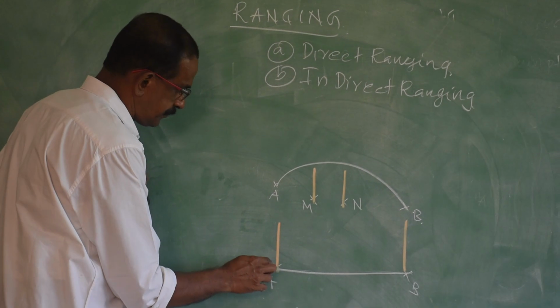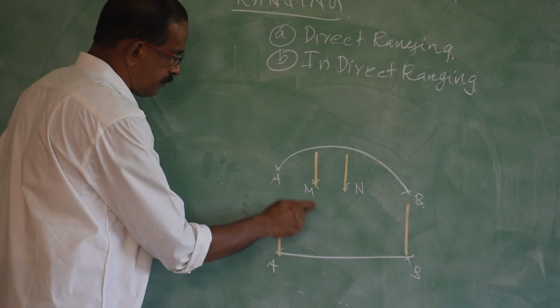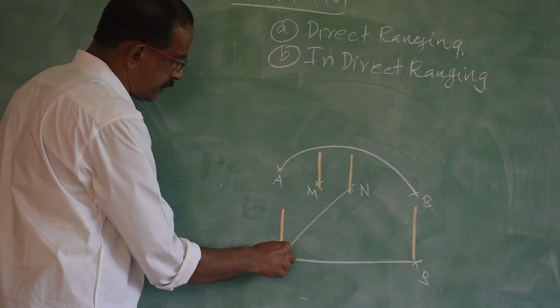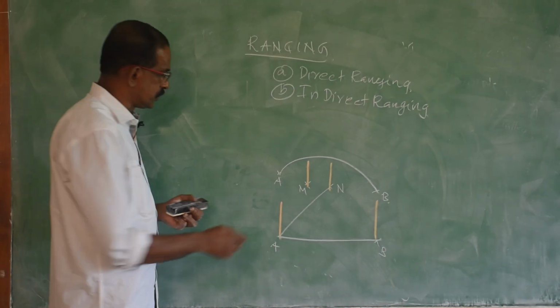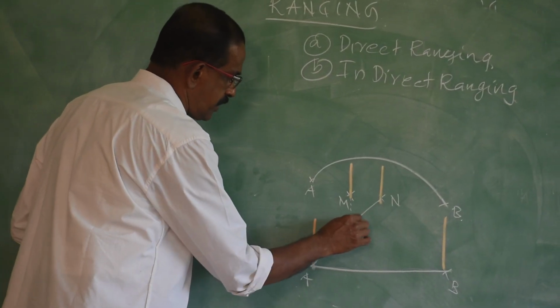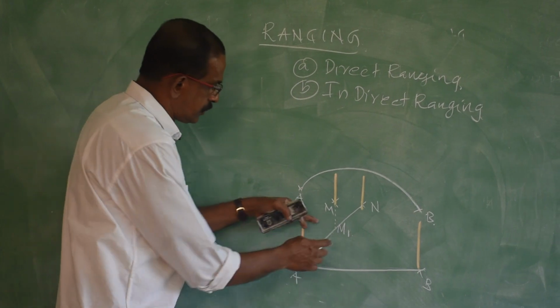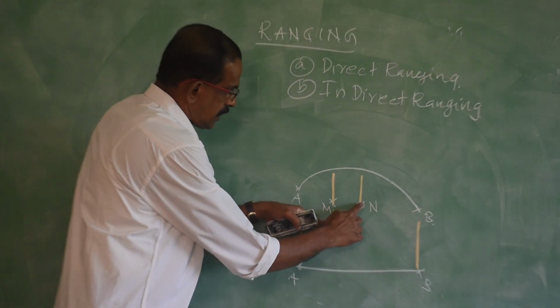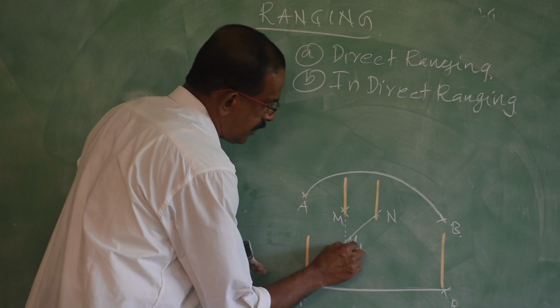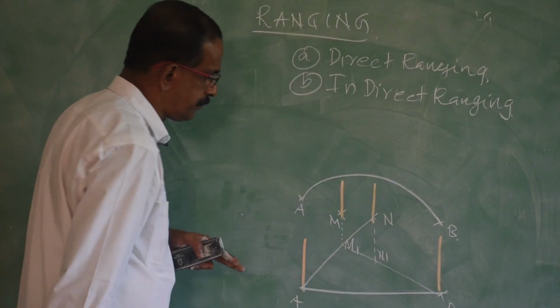Now, stand at A and ask the person at M to come to the line AN. It is nothing but direct ranging. Let that point be M1. Now, continue this. That means, ask the person at N to come to the line M1B. Again direct ranging. Let it be N1.